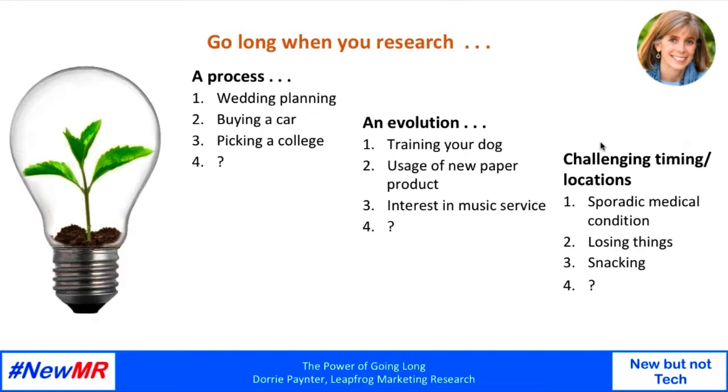To wrap up, just to give you a few more ideas of ways that you might want to consider using longitudinal qualitative research would be if you're trying to study a process, so wedding planning, buying a car, picking a college, an evolution of something that you expect to change over time, so how you train your dog, usage of a new product, interest in a music service, or challenging timing and location.